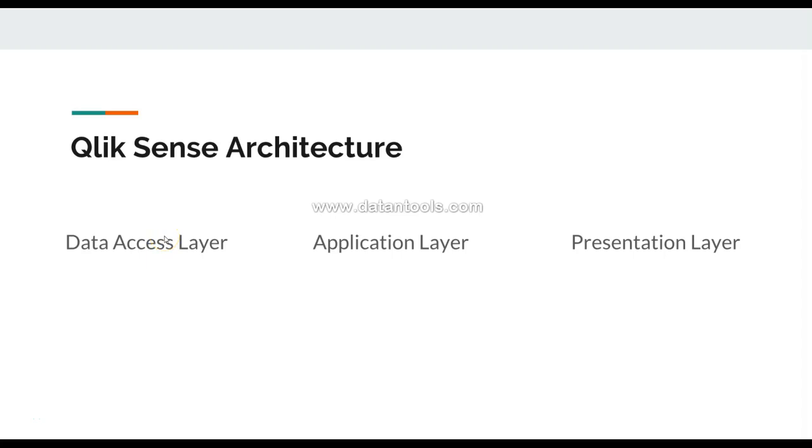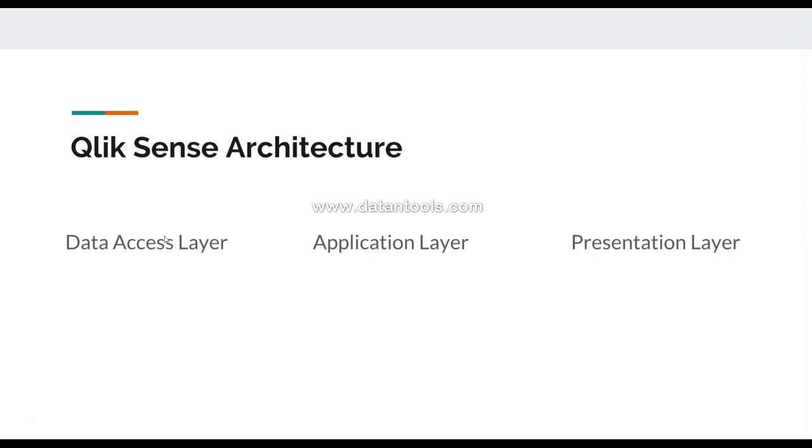Hey guys, welcome back to the next video, and in this video I will tell you the Qlik Sense architecture. As you can see here, we have three different layers within the Qlik Sense architecture at a high level. The first layer is the data access layer, the second layer is the application layer, and the third layer is the presentation layer.